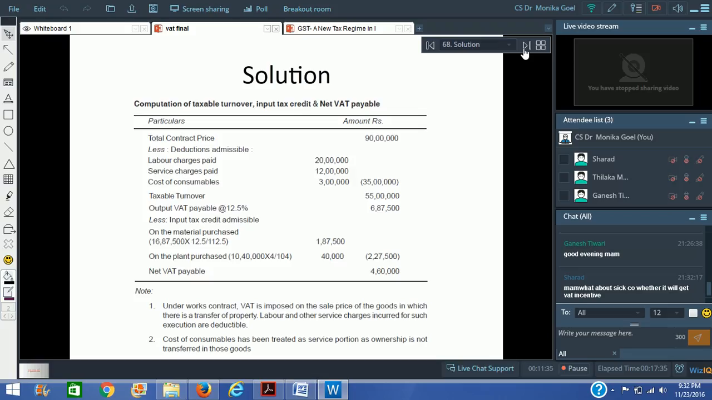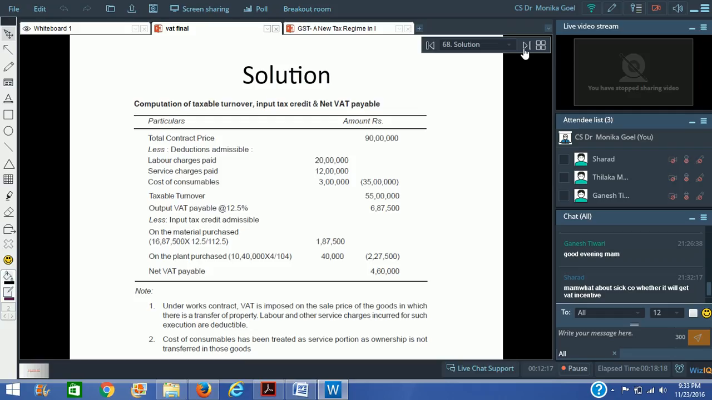Just wait a second. So, what are the deductions? Because we're talking about VAT liability. So, labor charges, service charges, and cost of consumables are also reduced. Now, why is the cost of consumables reduced? Because the ownership is not transferred in the consumables. It was given to us in the question that the ownership in consumables has not been transferred. So we reduce the cost of consumables, the service charges paid and the labor paid of rupees 35 lakhs. Now the remaining is 55 lakhs, which is your taxable turnover. On this you have an output VAT payable at the rate of 12.5%, which is coming as 6,87,500.